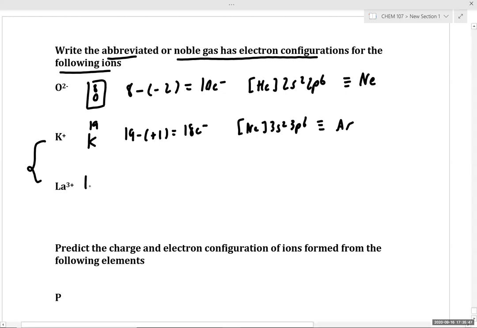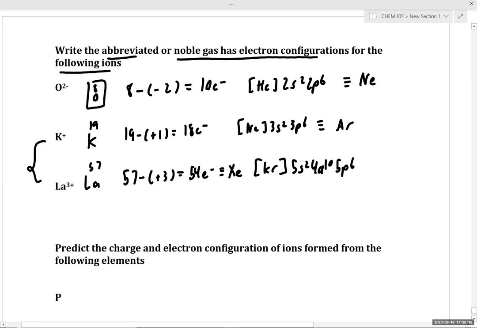So for lanthanum, just counting electrons, has 57 electrons. 57 minus plus 3 gives us 54. The noble gas with 54 electrons is xenon. And xenon has a configuration of krypton, 5s2, 4d10, 5p6, which matches the configuration for xenon. Does this make sense to everyone?